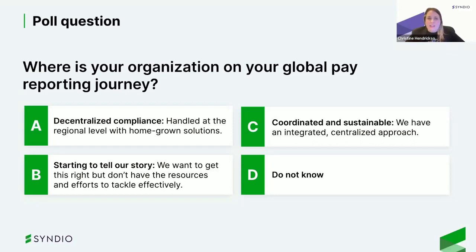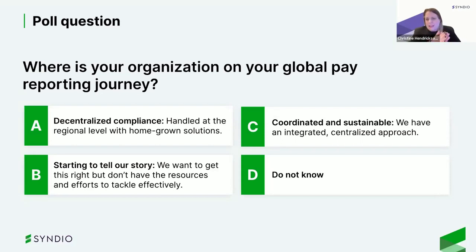The second highest was this decentralized compliance, where it's handled at the regional level with homegrown solutions. And then 22% of you, superstars, gold stars for you, have a more coordinated and sustainable approach around what that looks like. And then the very honest, do not know. I was actually expecting that to be higher because of what we're hearing, but there's 16% of folks who just weren't exactly sure where they are.